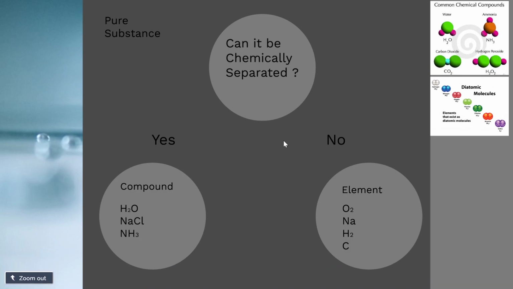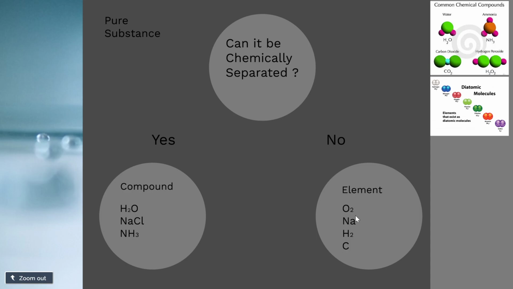Now, if it cannot be chemically separated, that means that it's going to be an element. And an element just means it's a single type of an element. So all those elements on the periodic table, if they're by themselves, we consider them just in their elemental form. And it doesn't matter if it's 2 of them together or 8 of them together in some special cases. If it's just that element by itself, we call it as that element.